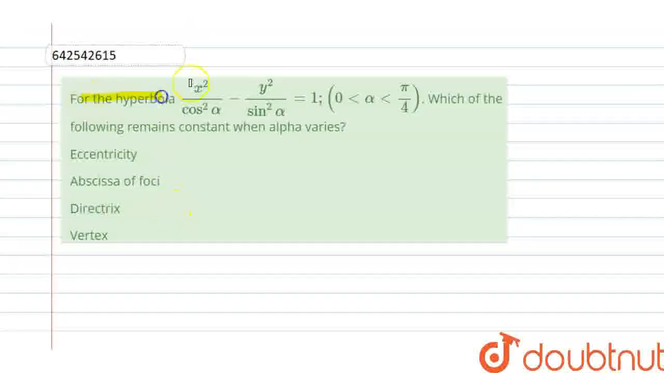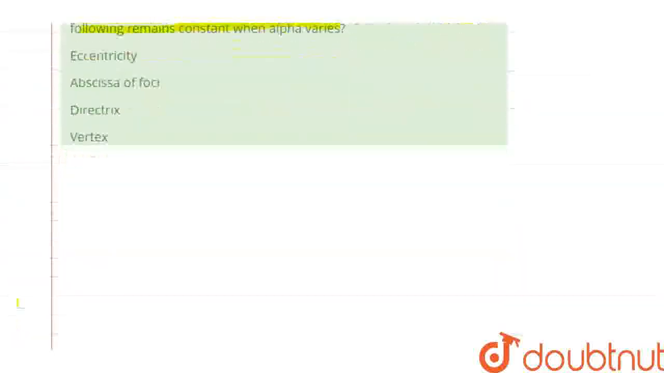Hello everyone, so the question is for the hyperbola x square upon cos square alpha minus y square upon sin square alpha is equal to 1, where alpha lies in between 0 to pi by 4. Which of the following remains constant when alpha varies? We are having four options, that is eccentricity, abscissa of foci, directrix and vertex. We have to calculate the answer and then check which of the following parameters remains constant when alpha is varying.